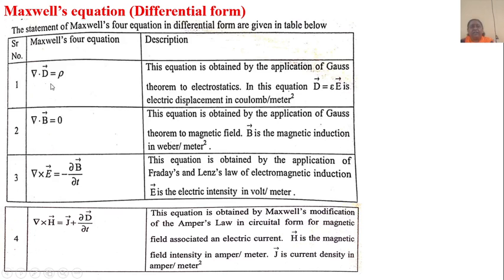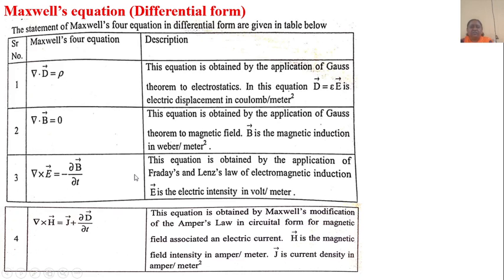Now this table is summarized here, the Maxwell 4 equation. First equation is del dot D equal to rho, second del dot B equal to 0, and third is del cross E equal to minus delta B by delta T, and fourth equation is del cross H equal to J plus delta D by delta T.